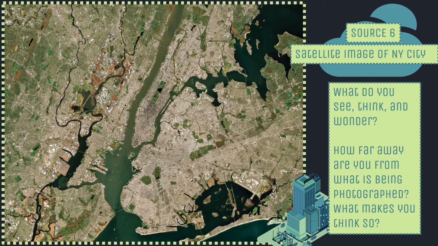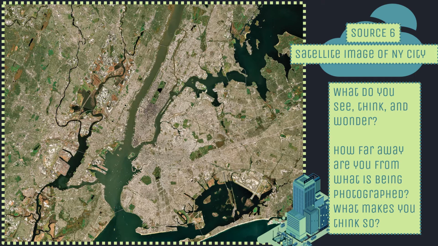So we're starting with source 6 since we did sources 1 through 5 yesterday. Source 6 is a satellite image of New York City. So you are simply going to take your own notes on paper. I will not be collecting these notes, but I will be collecting the little assignment that we do at the end. Taking these notes will help you do that assignment though.